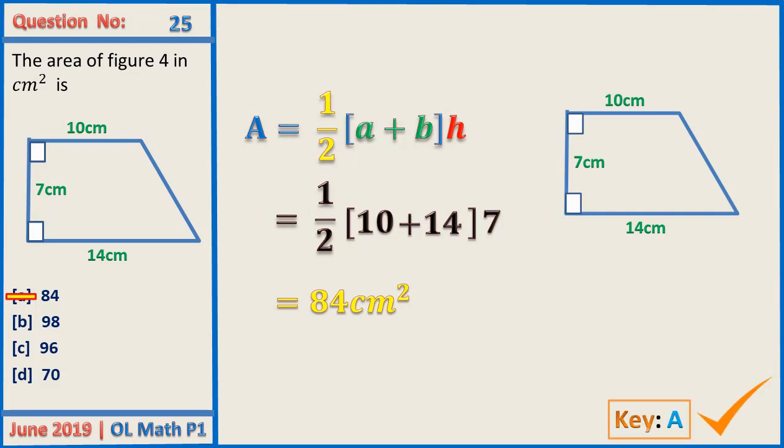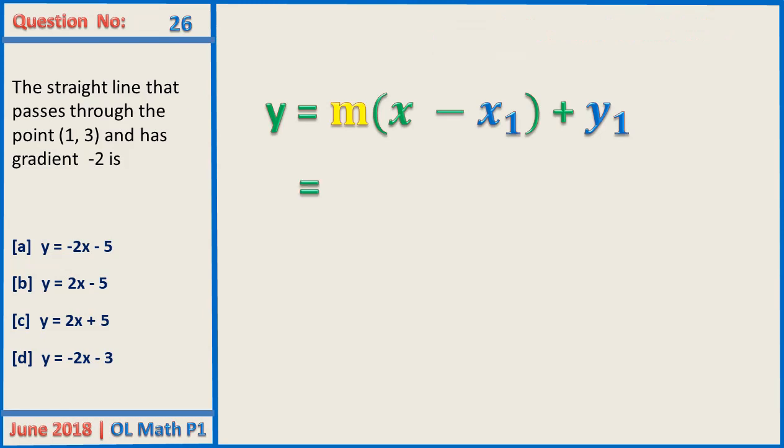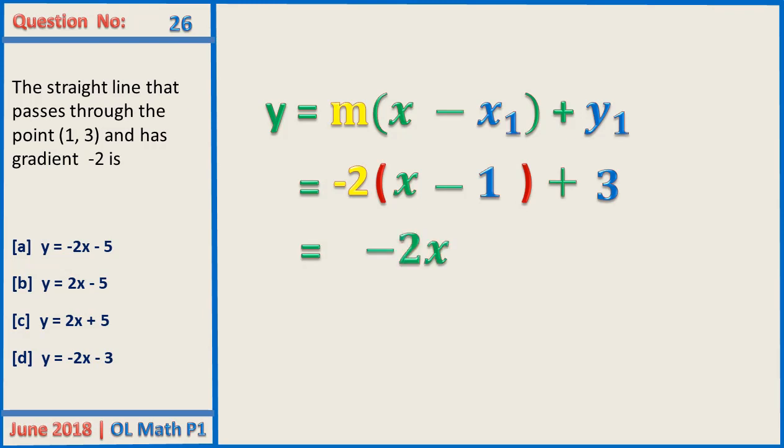Question 26. The straight line that passes through the point 1, 3 and has gradient minus 2 is. Note that the equation of a line given one point x1, y1 and the gradient m is given by y equals m into x minus x1 plus y1. So in this case, we put in the values. We have minus 2 into x minus 1, my x1 is 1, plus y1, which is 3. Open out the brackets. I will have minus 2x plus 2 plus 3. That gives me minus 2x plus 5. C.